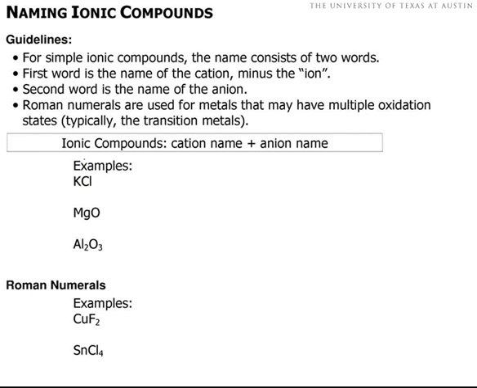In order to write the name of it, I need to break it into its two component pieces, K+ and Cl-. Next, I need to name each of those ions. First of all, the potassium ion is K+, and the chloride ion is Cl-. I remove then the ion names, and my name of my substance is then potassium chloride, with a space in between.